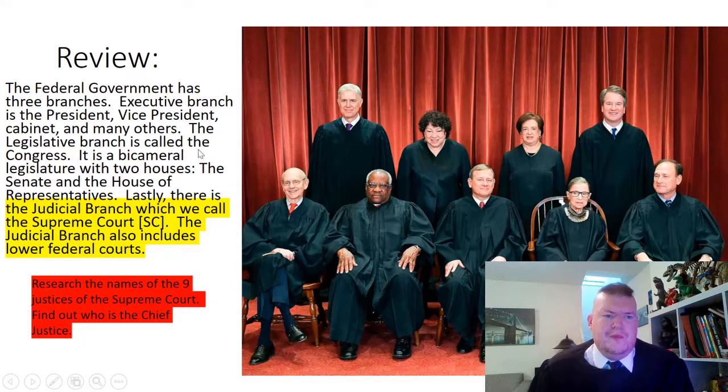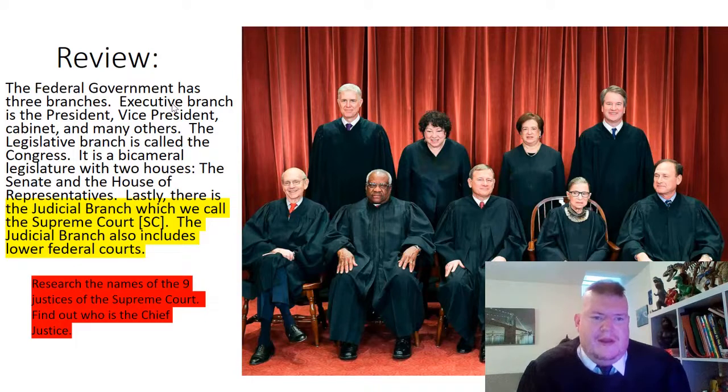A little review. We talked about the federal government has 3 branches. Executive branch is the president, vice president, the cabinet, many others. The legislative branch is called the Congress. It is a bicameral legislature with 2 houses, the Senate and the House of Representatives. Lastly, and today, we're going to talk about the judicial branch, which we will call the Supreme Court, and I'll probably abbreviate SC. You can abbreviate SC as well. The judicial branch also includes lower federal courts.